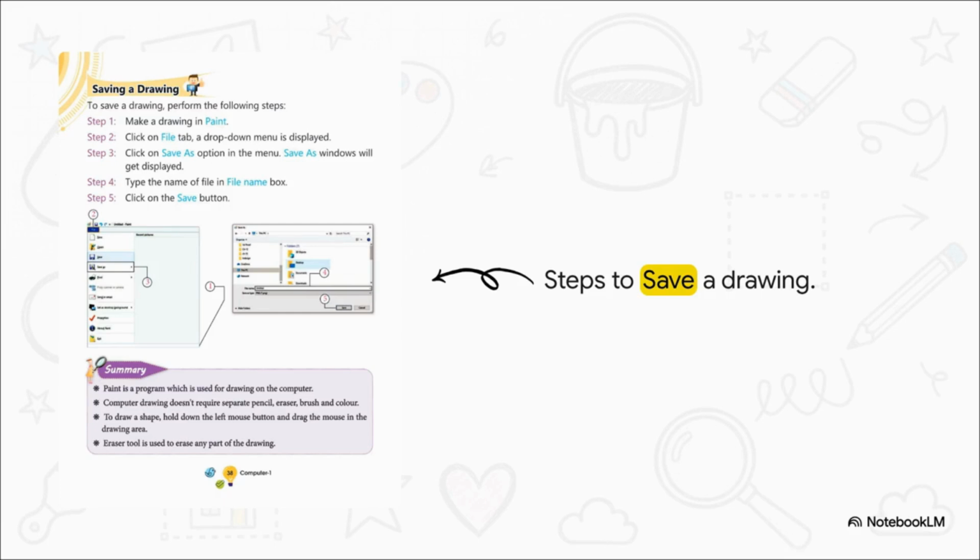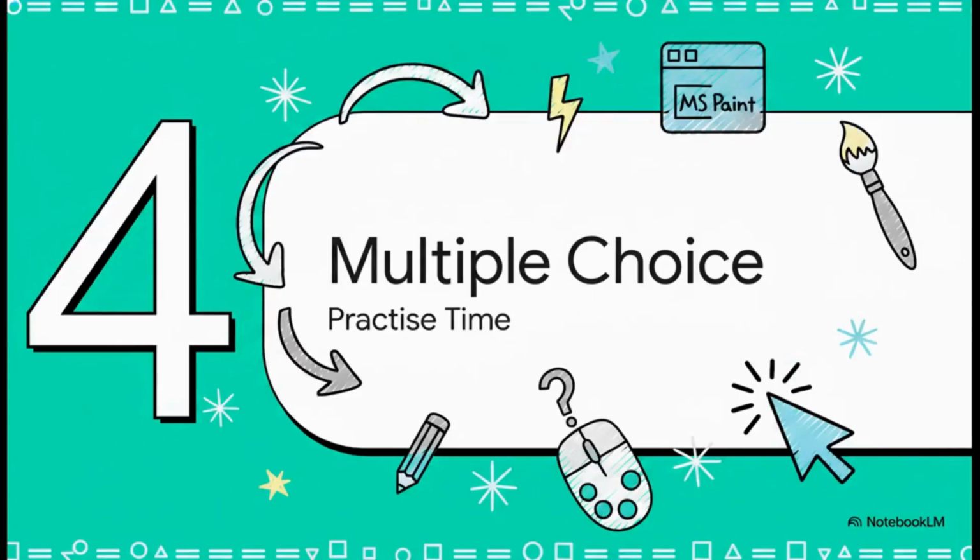Now, before we move into the quizzes, let's lock this in with the chapter summary. 4 main takeaways here. Paint is for drawing on the computer. It doesn't need a separate physical pencil, eraser, or brush. To draw, you have to hold the left mouse button and drag, and the eraser tool removes mistakes. Got it? Awesome. Okay, Section 4, Solving Multiple Choice Questions.